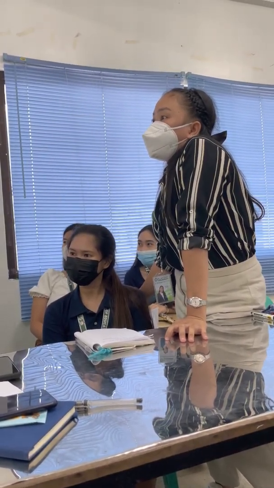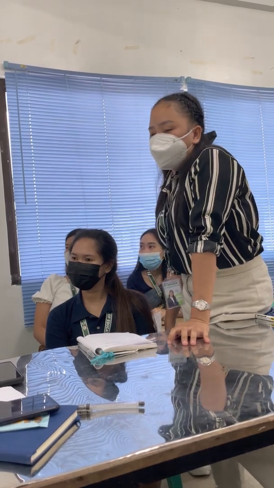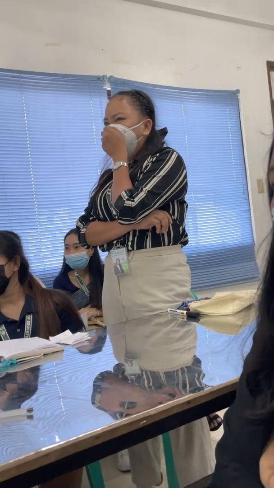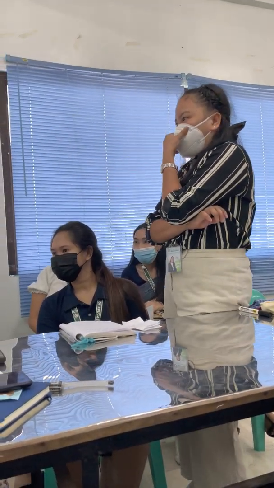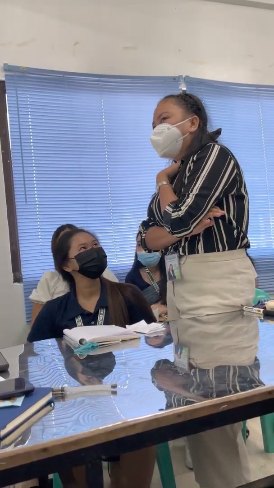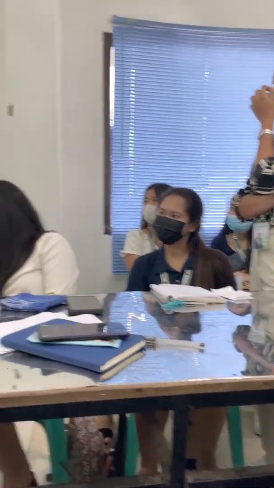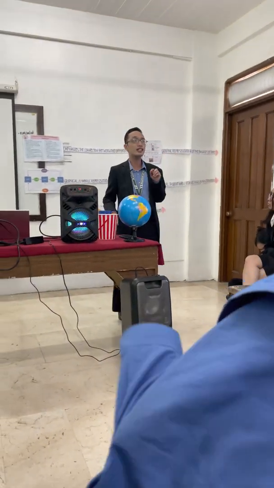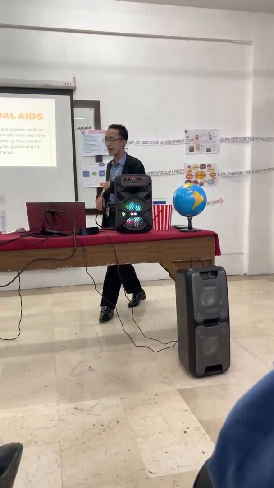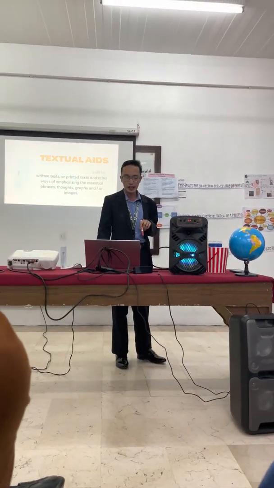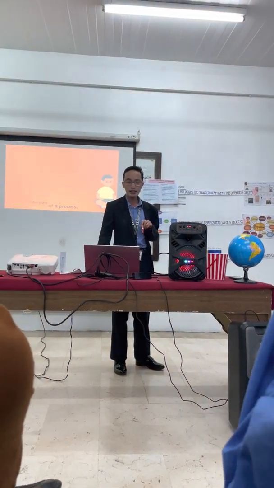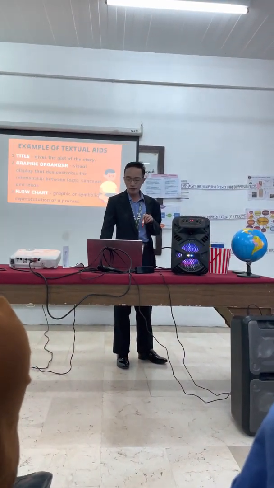Graphic organizer. And you said graphic organizer. Can you please elaborate some of the examples of graphic organizer? Can you give me one? Okay, very good. Pie chart. So that is one of the examples of graphic organizer. So questions so far? None. So these are the examples of textual aids.